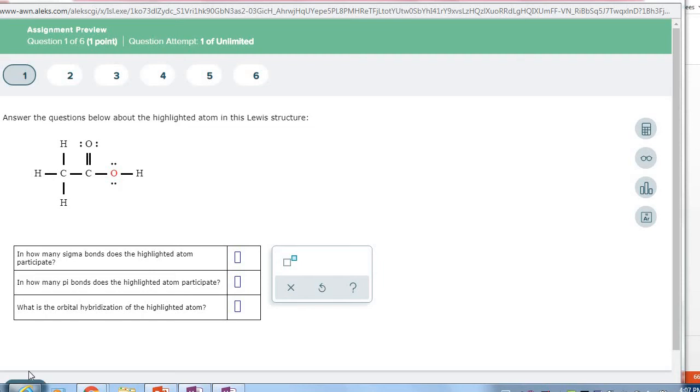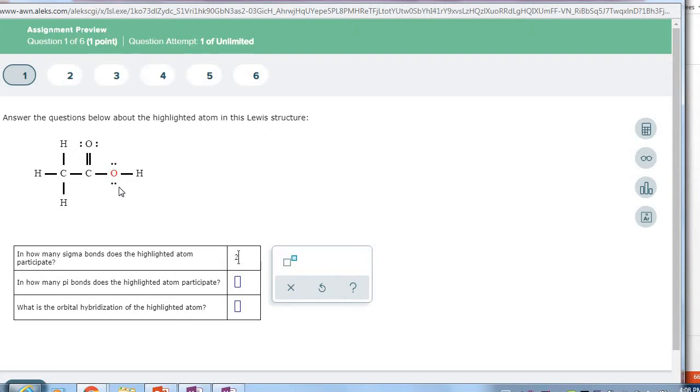Okay, here's an Alex question that's dealing with some valence bond theory that we've talked about. I think that these problems are fairly basic, and we can do those. It asks about the highlighted atom here. This is going to be the oxygen in this case, and it's asking how many sigma bonds the highlighted atom participates in. Look at that oxygen: we see that single bond, that sigma bond right here, and we see that sigma bond going from the oxygen to the hydrogen. So in this case there are going to be 2 sigma bonds.